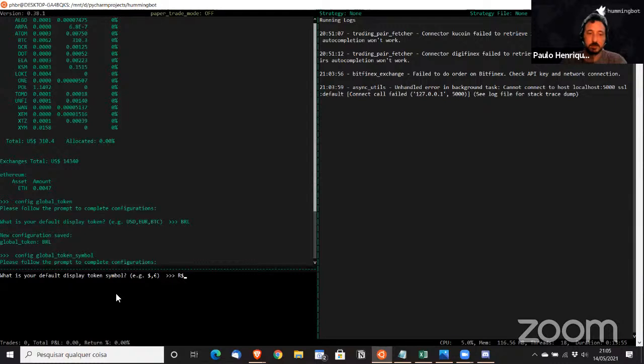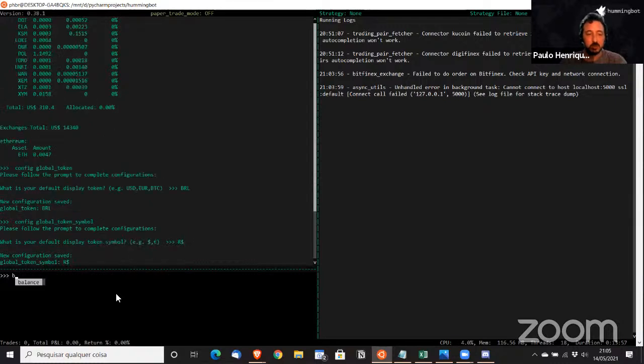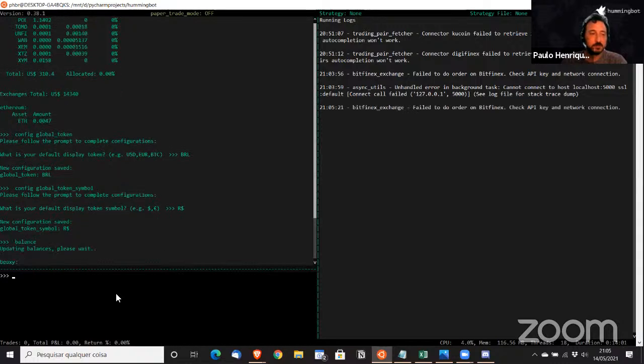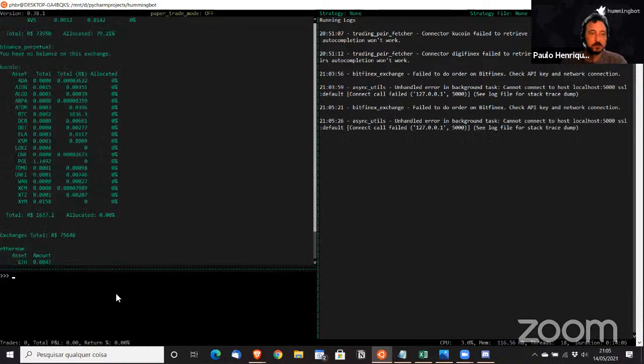It takes a few seconds to process. If I hit balance again now, let's see what happens. As you can see, all the values of the assets on my exchange are now priced in Brazilian real. This is a good way to see the information about everything you have in Hummingbot.